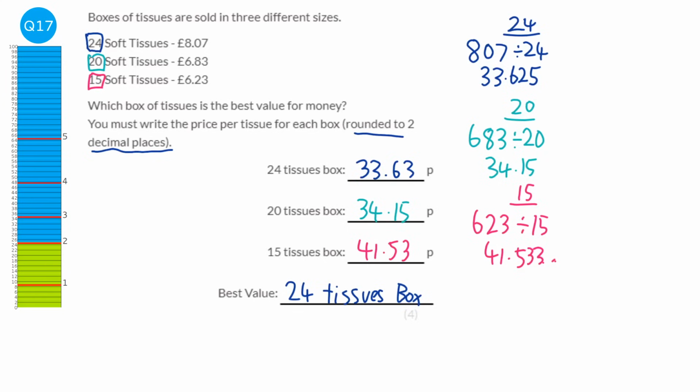Now, there's such a thing as buying in bulk. Generally, the more you buy of something, the cheaper it is. Don't rely on that, both in the GCSE exam and in real life. Sometimes in real life, if you buy more of an item, actually per tissue, sometimes it becomes more expensive, especially if there's a special offer on the smaller box.